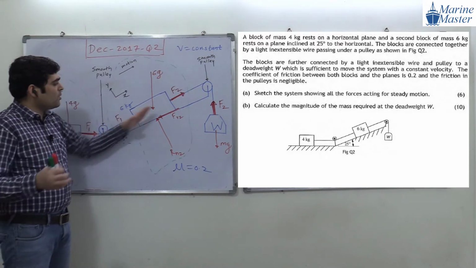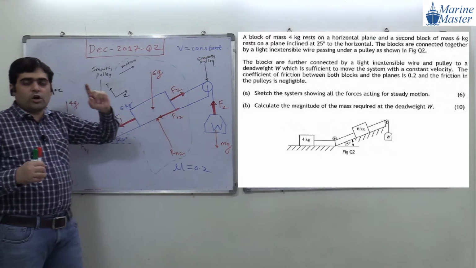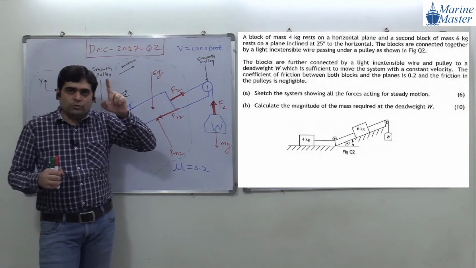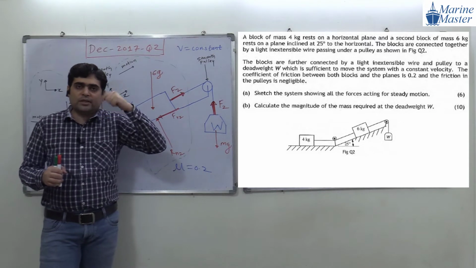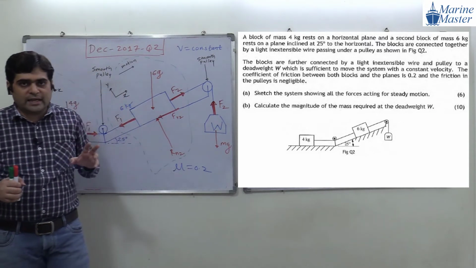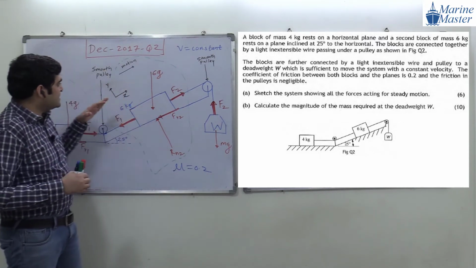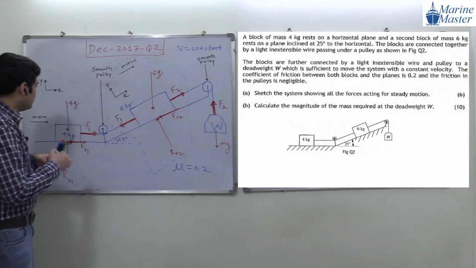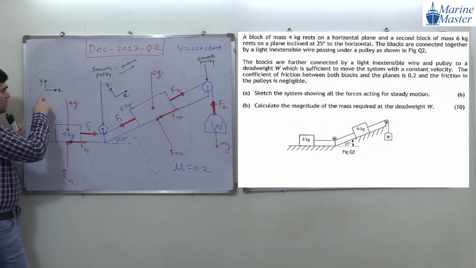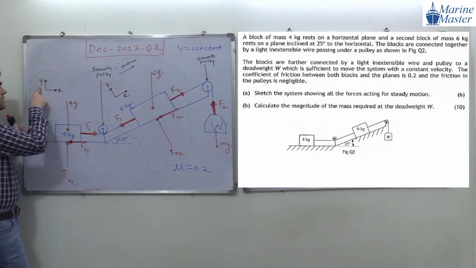Initially in this chapter we solved such numericals. Where there is an inclined plane, we solved that numerical using two methods. The first method is the equilibrium equation method. The second method is the force vector diagram method. In that scenario we considered x and y directions. So for this 4 kg mass, the x and y directions are horizontal and vertical.